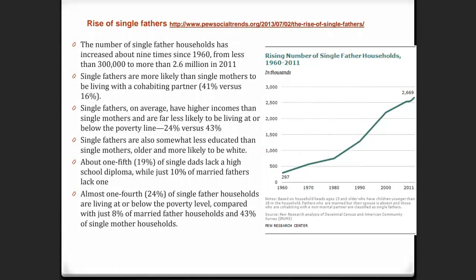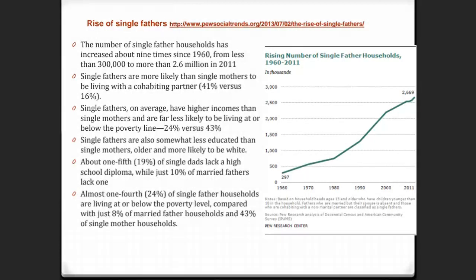Rise of single fathers. We are now beginning to see a new dimension with regards to the rising trend in single fathers. The number of single father households has increased about 9 times since 1960, from less than 300,000 to more than 2.6 million in 2011.